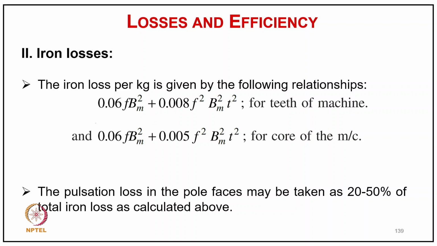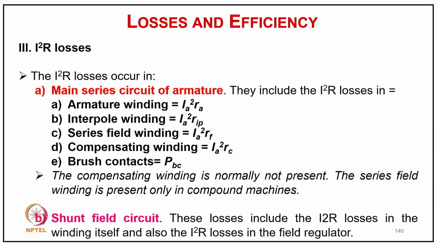Now coming to iron losses. The iron loss per kg is given by 0.006 f B_m square plus 0.008 f square B_m square t square for the teeth of the machine, and 0.06 f B_m square plus 0.005 f square B_m square t square for the core of the machine. The pulsation loss in the pole face may be taken as 20 to 50% of the total iron loss as calculated above.